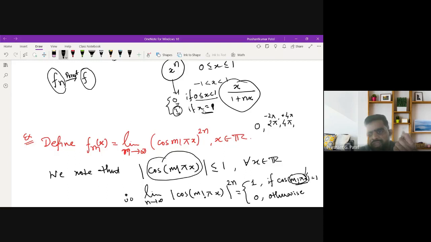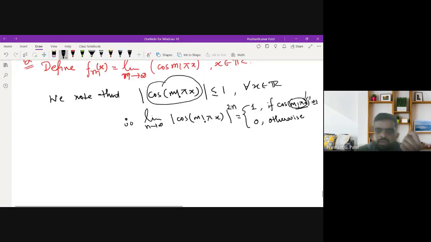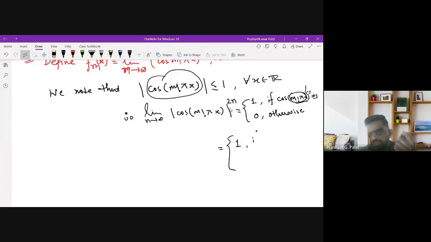Understood? So I can say this is equal to plus or minus 1. So this is equal to 1 if m factorial into x is an integer. Why? Because power 2n is there. It should be an even integer, but it is power 2n, so the minus sign will go away, so we can deal with the -1 due to this power 2n. And 0 otherwise. So this function fm of x is actually this function, the sequence of 1 or -1.